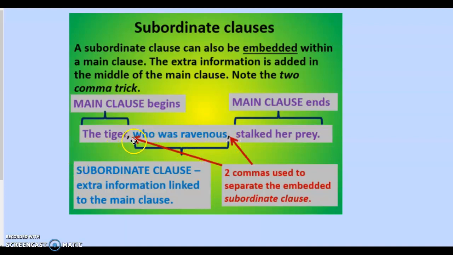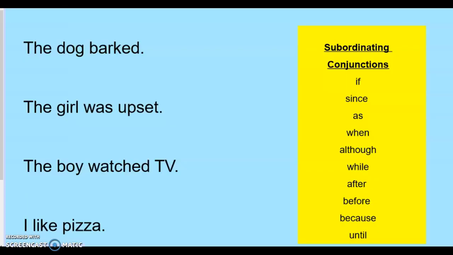So the tiger, who was ravenous, stalked her prey. And the word ravenous just means hungry. And the subordinating clause is put into the middle of the main clause using the commas, okay, to separate it. We've looked at this a little bit before, adding extra information with brackets and commas and dashes, so you should be aware of this.